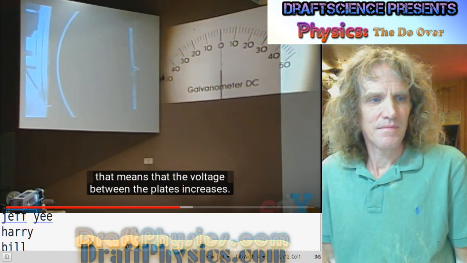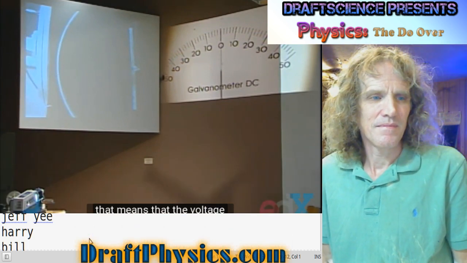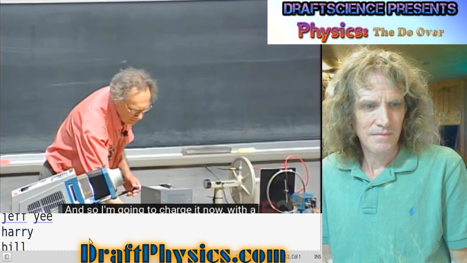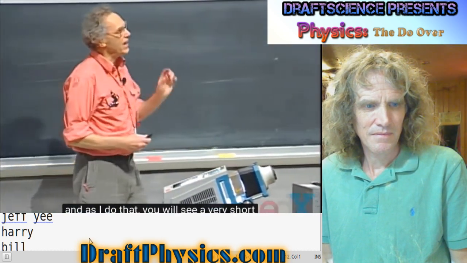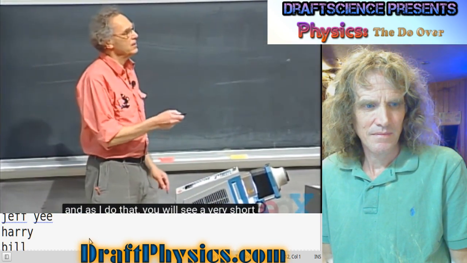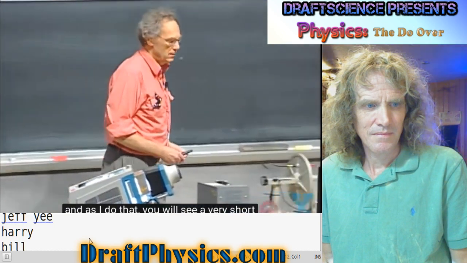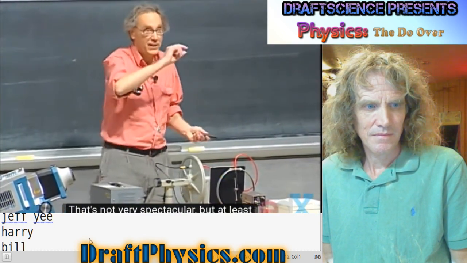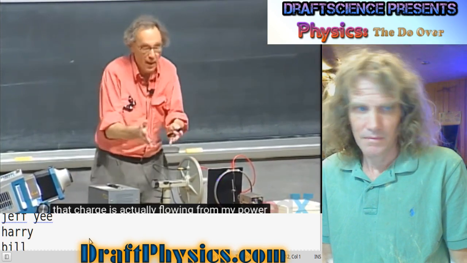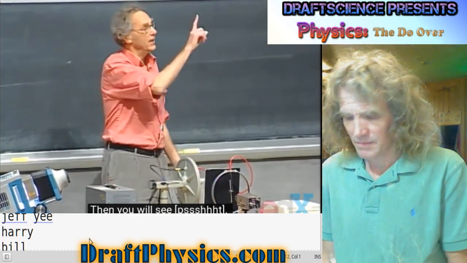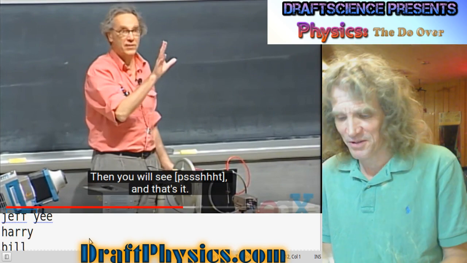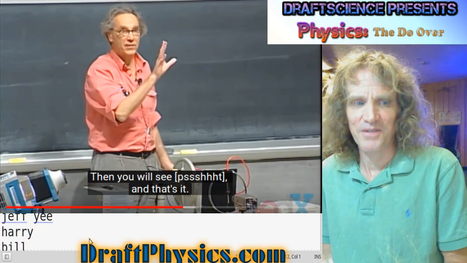I have there this propeller type thing which is some kind of a voltmeter. If it moves in this direction, that means that the voltage between the plates increases. And so I'm going to charge it now. There's a potential difference of 1000 volts, and as I do that, you will see a very short surge here on this amp meter. That's not very spectacular, but at least you can see for the first time in your life that charge is actually flowing from my power supply onto the plates. And you will see, psh, and that's it. First time. I think some of these students have probably seen it before.